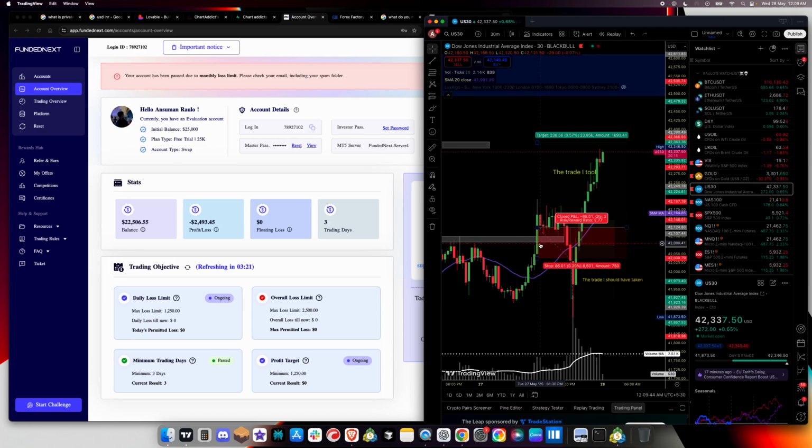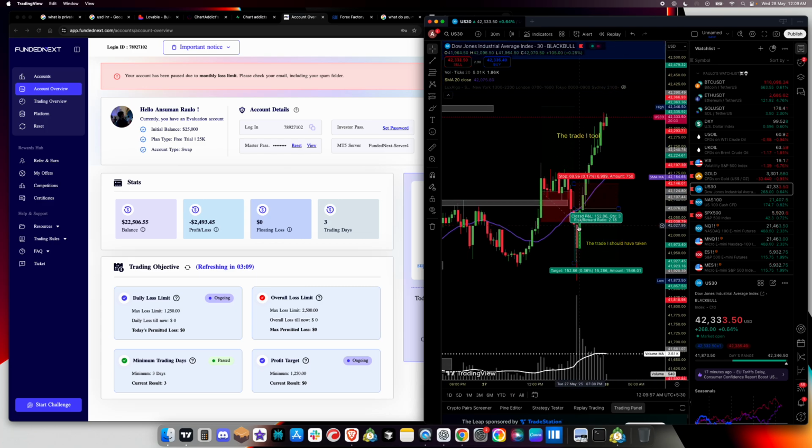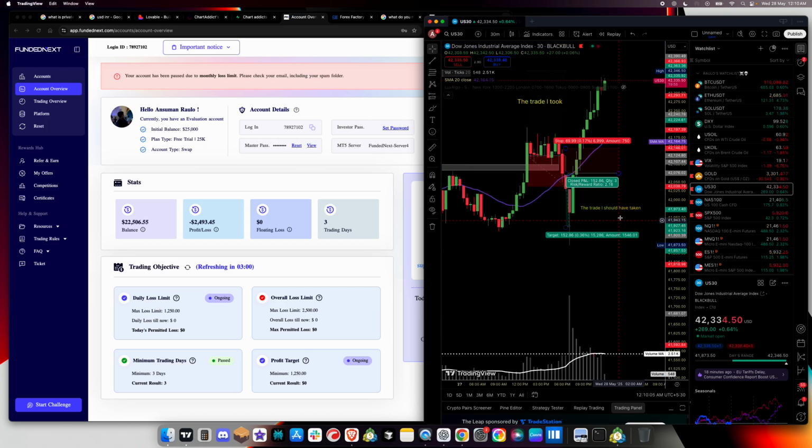You can see it here at 1:30. There was not enough volume, and that is pretty obvious. And yeah, we just lost this trade. But the thing is, this is the trade I took, but the trade that I should have taken was this trade over here.